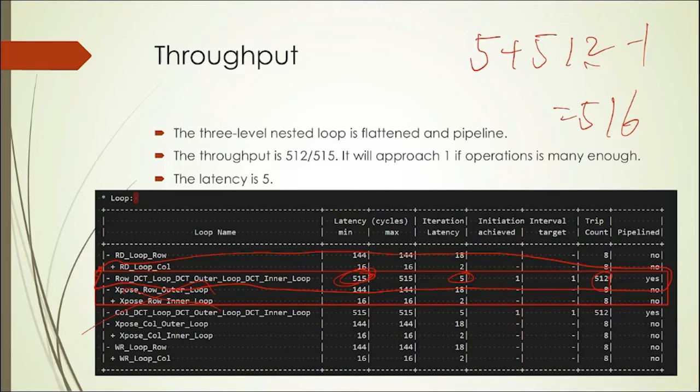Why is it not 516, but 515? Because if the I is 1 and the latency is 5, then it should be 5 plus the entire trip count, which is 512 minus 1, 516.